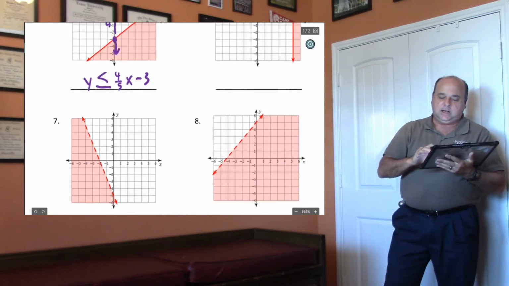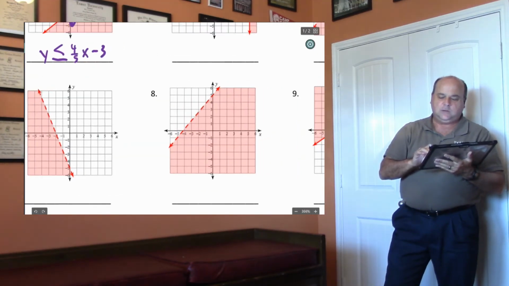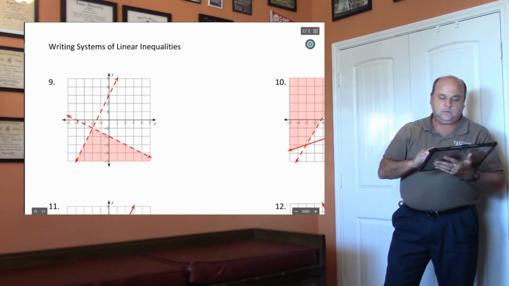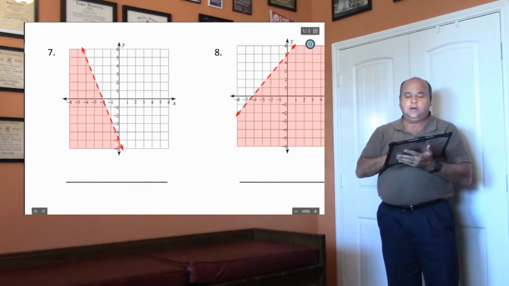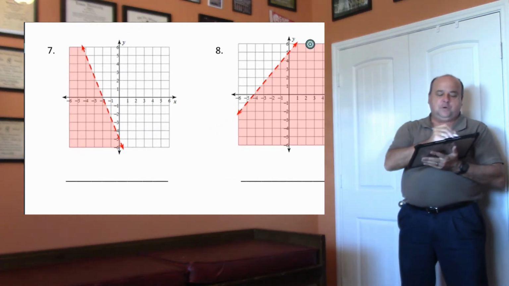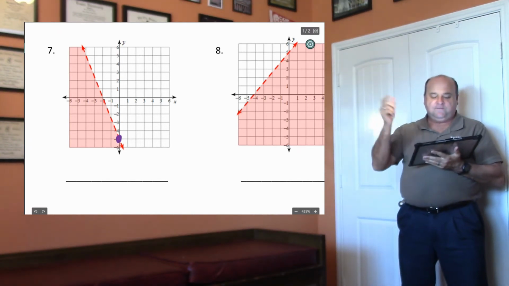Okay. And let's do number 8. Let's see, all these are less than. Let's do a greater than. Okay. Let's just do number 7. It's less than again. On number 7, put your dot on the y-intercept right here. And then find your slope.